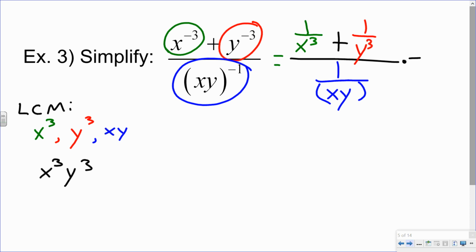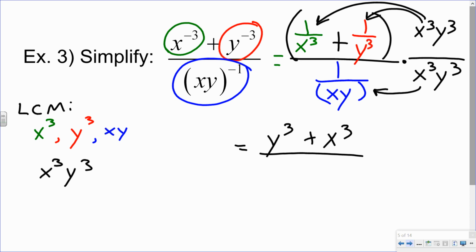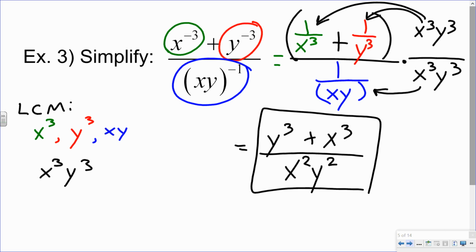What we do then is we multiply the numerator by that least common multiple, and we multiply the main denominator by that least common multiple. Because I have 2 terms in this numerator, I need to distribute. X cubed y cubed times 1 over x cubed is just y cubed. X cubed y cubed times 1 over y cubed is just x cubed. When I multiply in the denominator, x cubed y cubed over xy becomes x squared y squared, and that is my answer here.